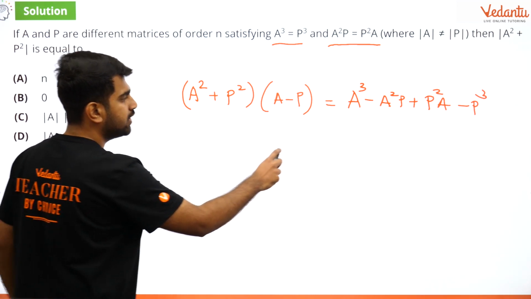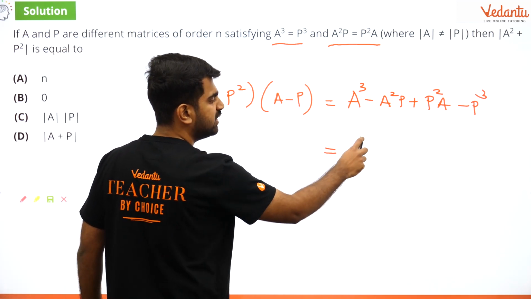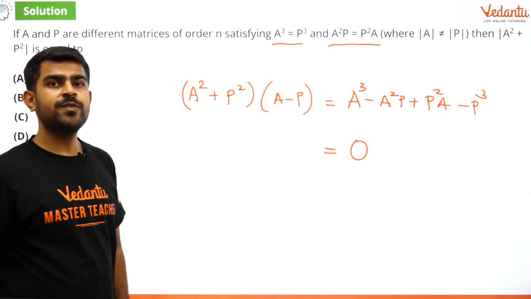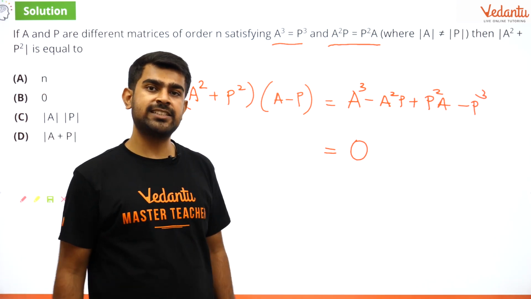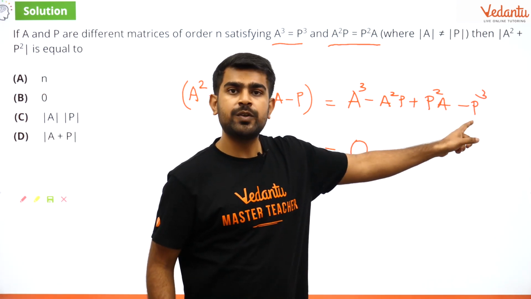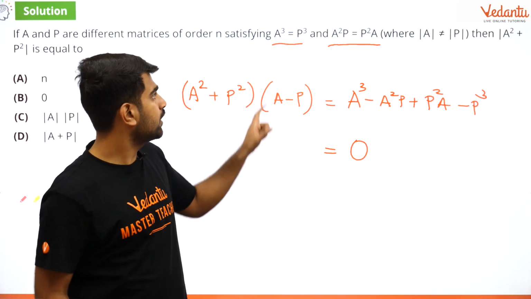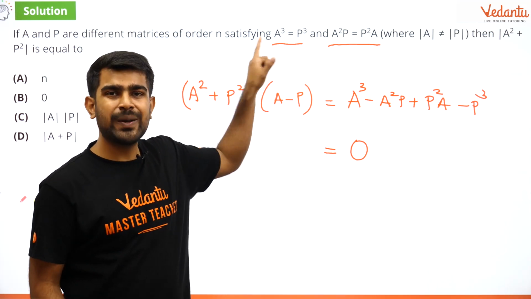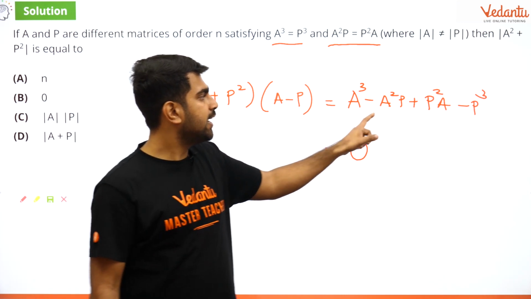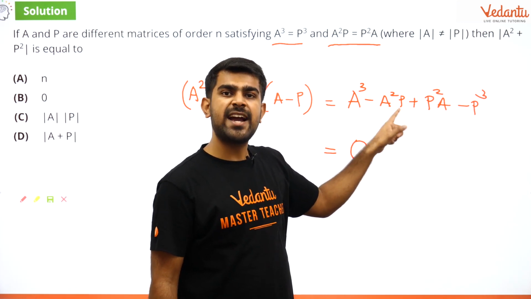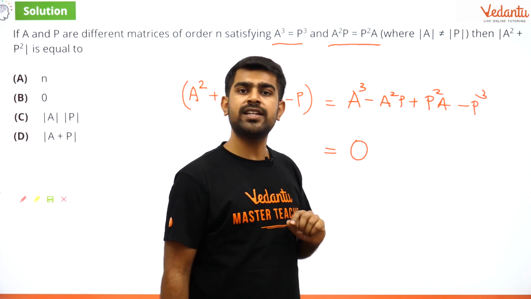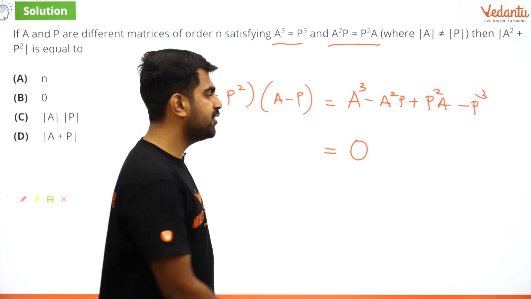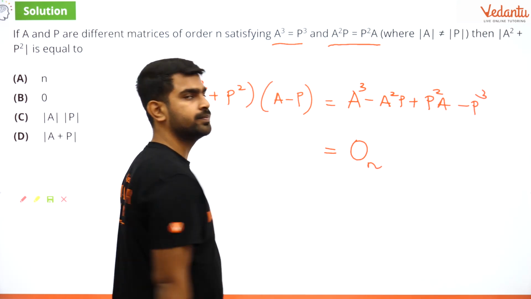So what do we have here? We have the right hand side to be 0. And how do we get 0 on the right hand side? Null matrix, because A cube minus B cube will be 0. As you can see from here, A cube minus B cube is going to be a null matrix, and A square B minus B square A again is going to be a null matrix, and that is what I have here, null matrix of order n.